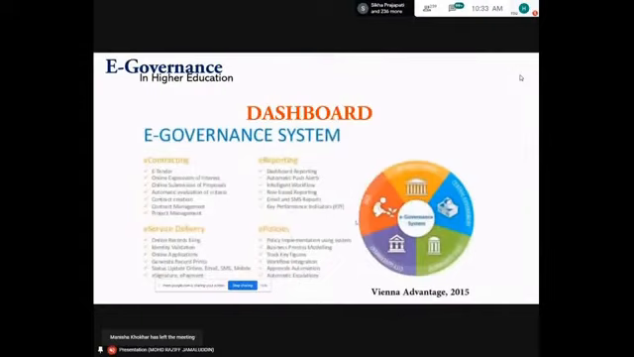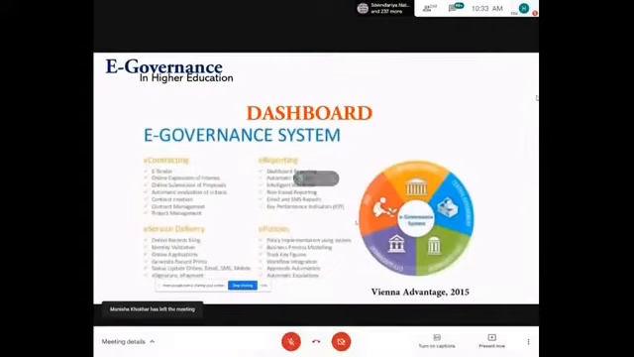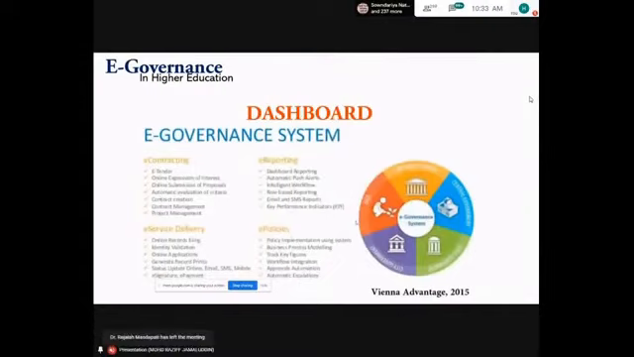Then for e-governance, I took this one from Vienna Advantage German. We talk about the contract. For governance, the most important things are the contract, the reporting and the policies, and also the service delivery. So these are the basic ideas of e-governance, especially for higher education.